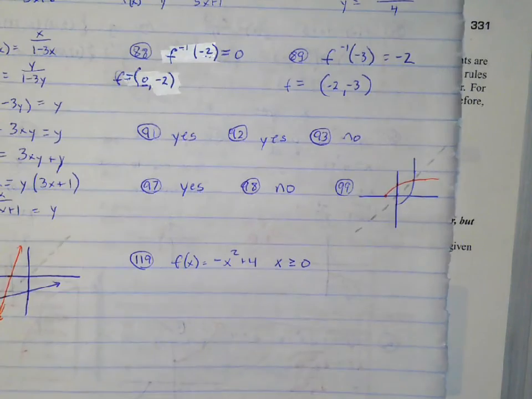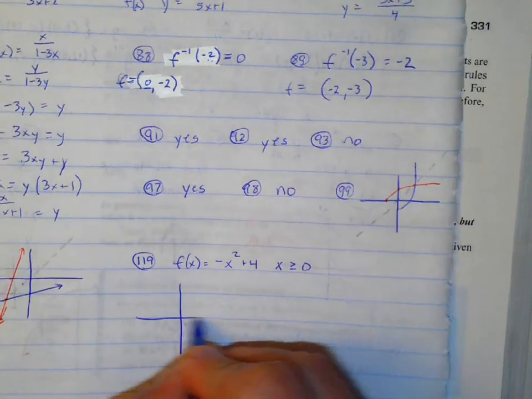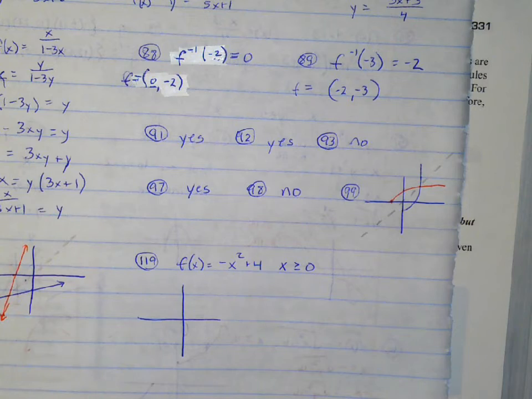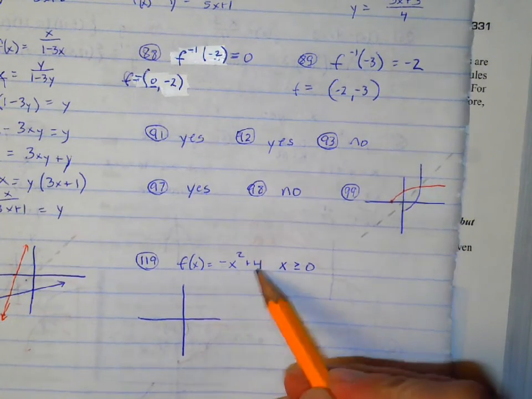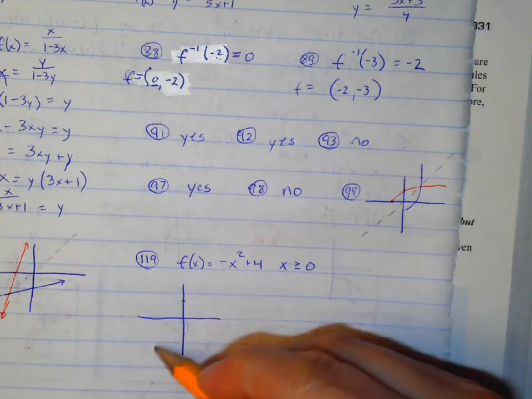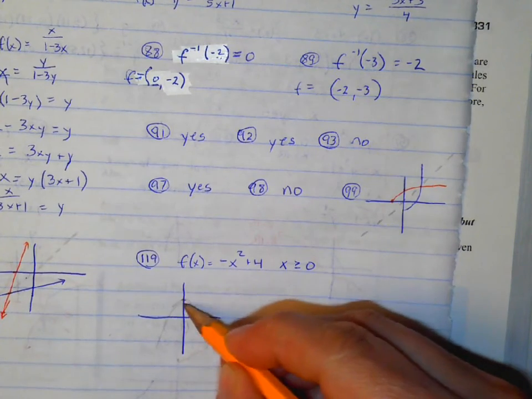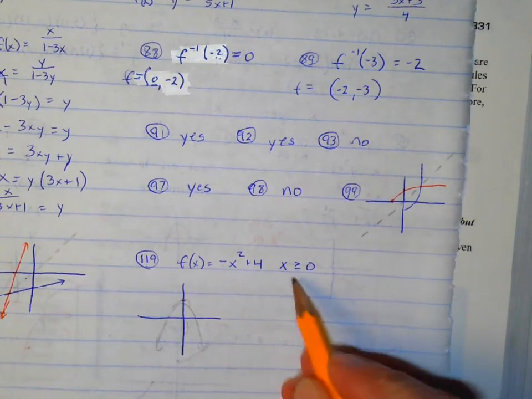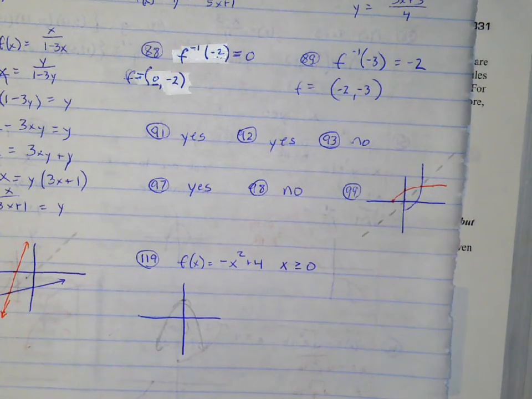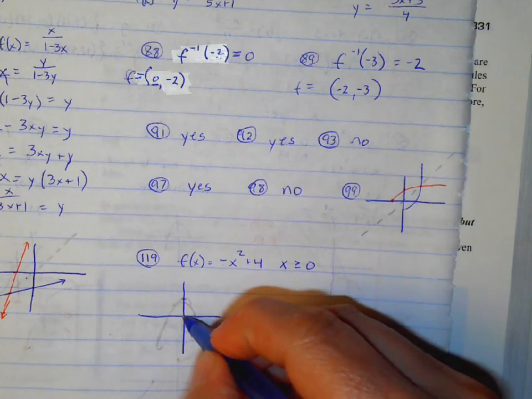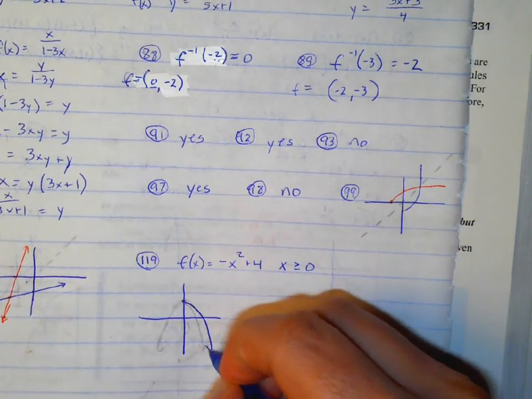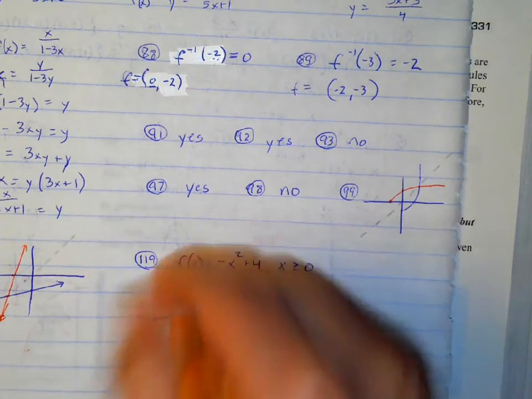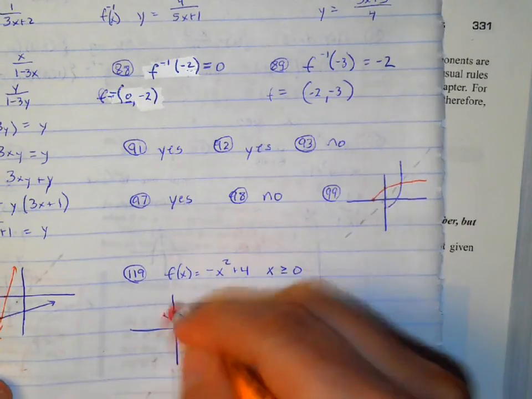Okay, 119. Okay, if we think about this graph here, we know it's going to be a parabola opening down and starts up here at positive 4, right? So it looks something like this. Okay, but it gives us this restriction. It says x is only greater than or equal to 0. So greater than or equal to 0 is here and above. So I'm looking at this part of the graph. Okay, so I'm not using this part over here.